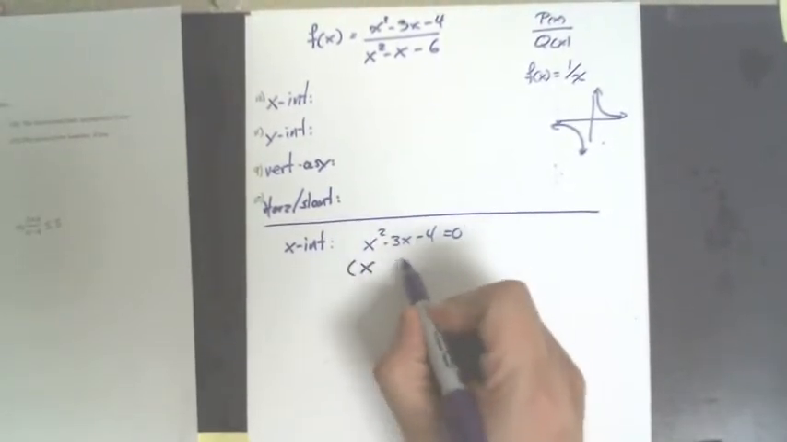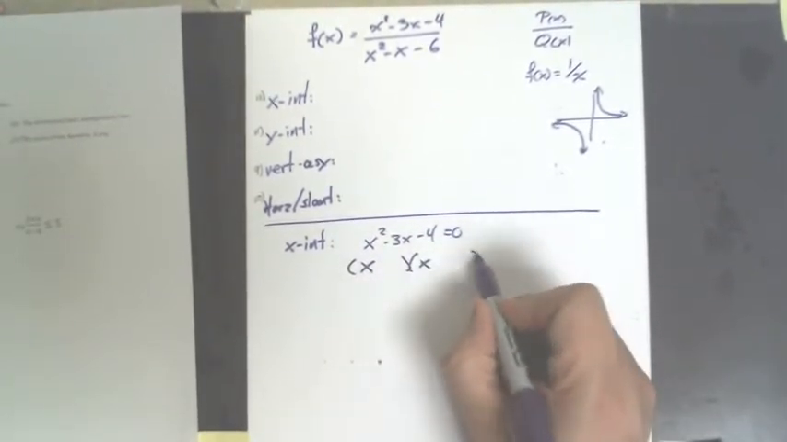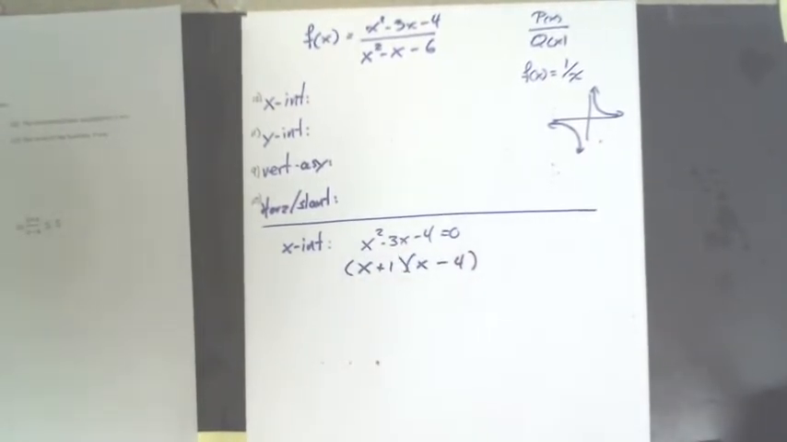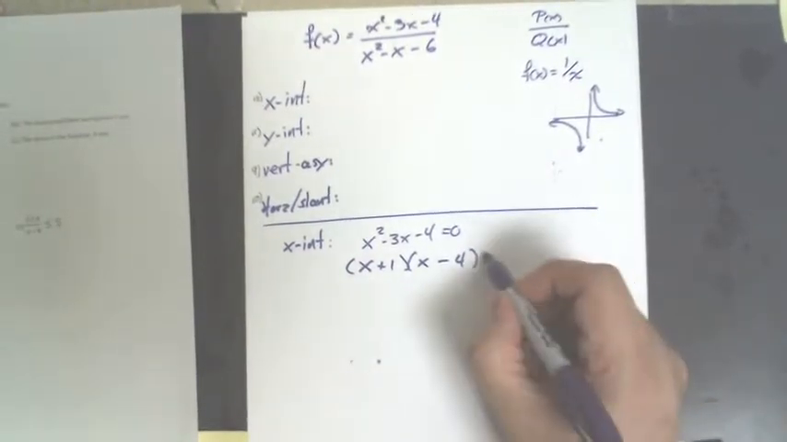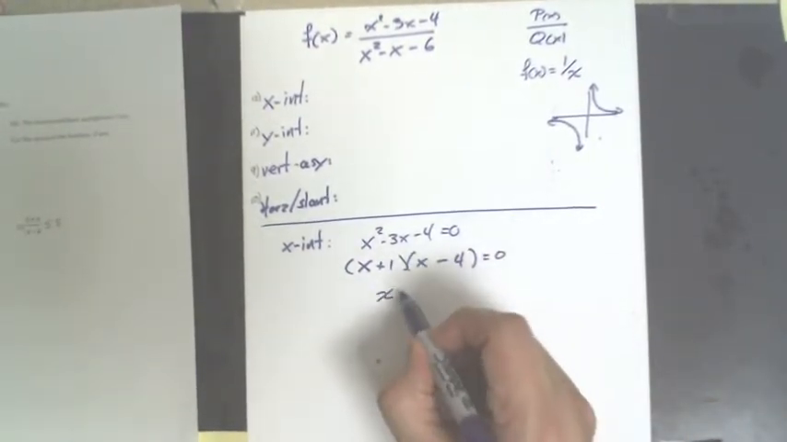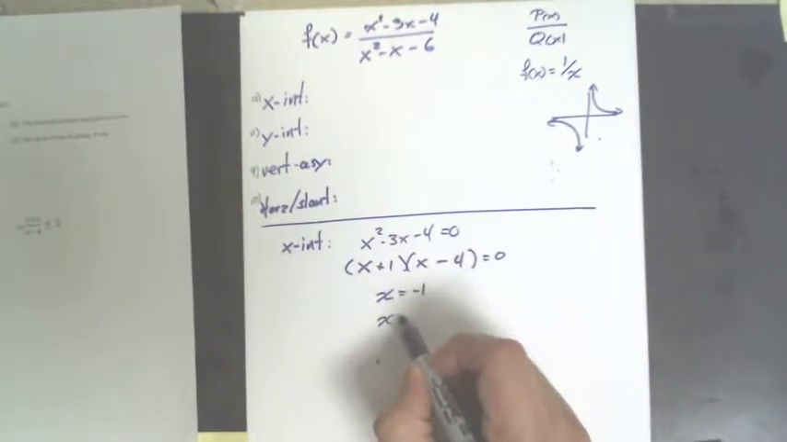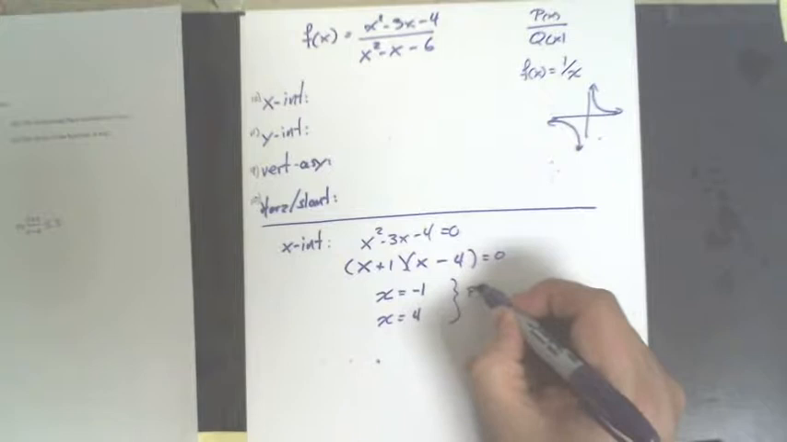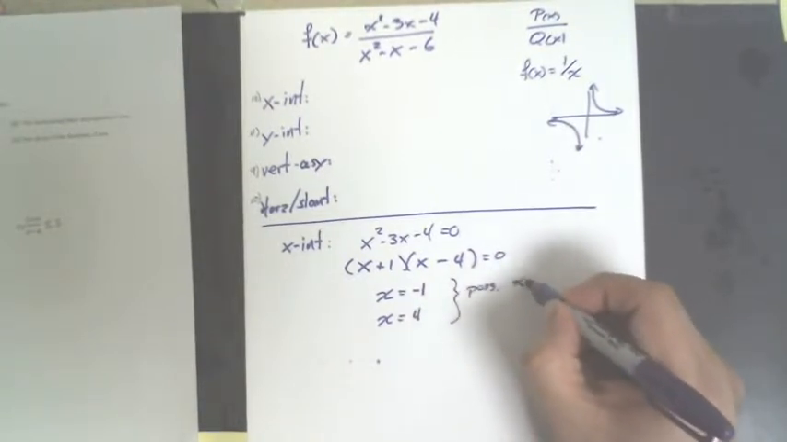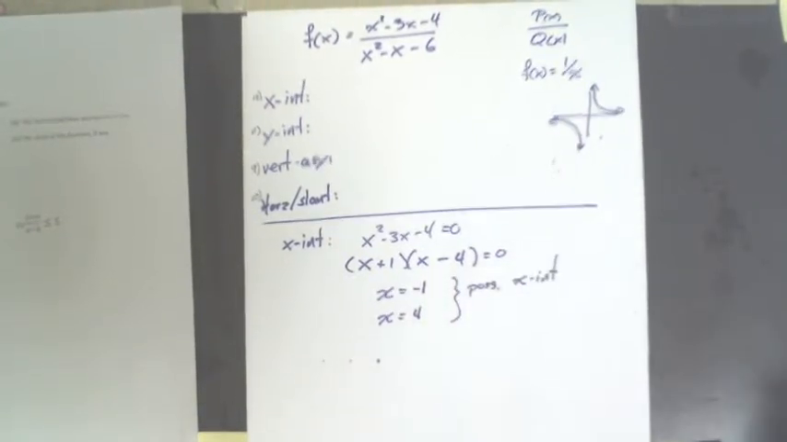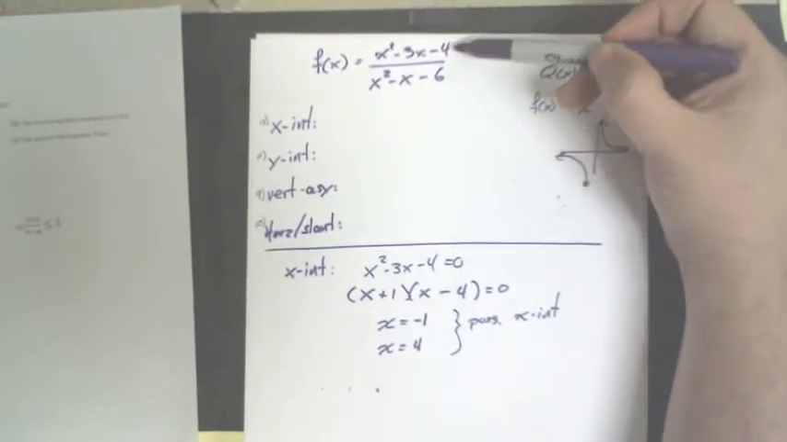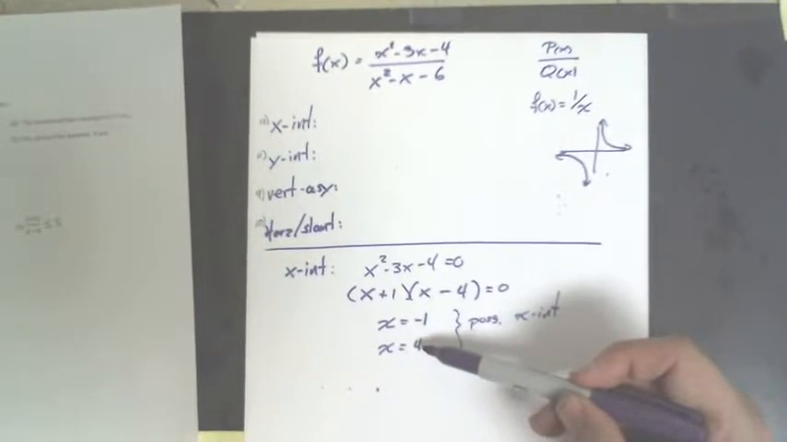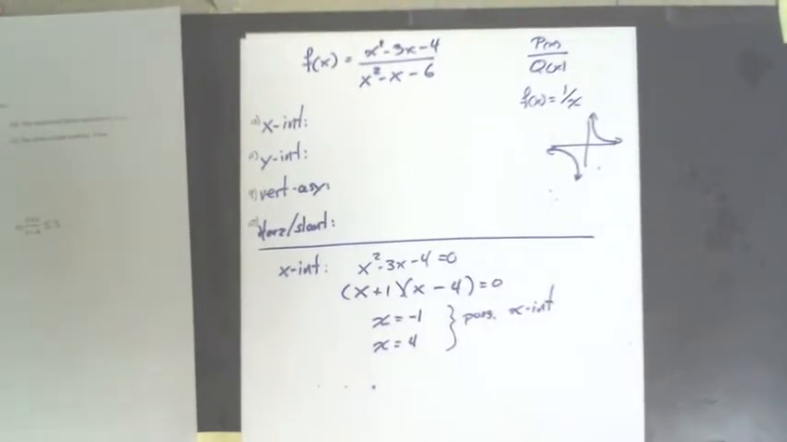The nice thing is, hopefully this is nicely factorable. We got a negative 4 and a positive 1. Equals 0. So that equals 0 at negative 1 and 4. So these are possible x-intercepts. I said you get 0 when the top is 0 and the bottom isn't 0. So if the denominator became 0 at x equals 4, we'd have to throw it out.